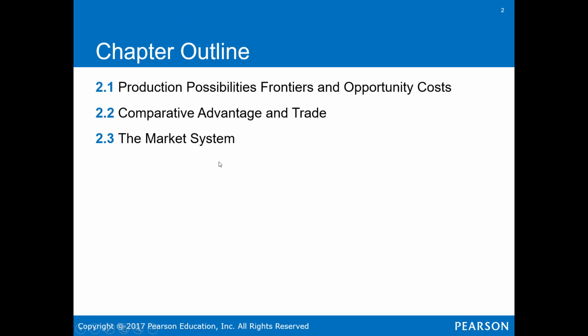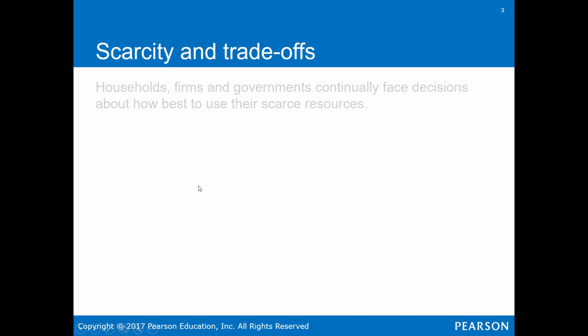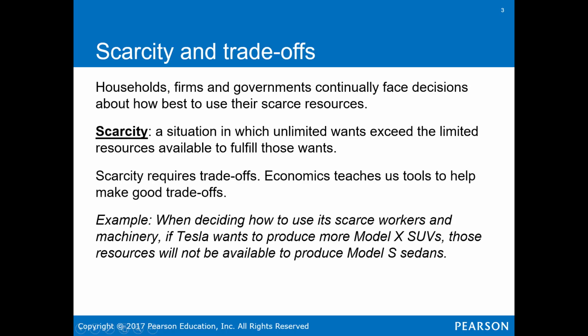This is Chapter 2. We're going to outline the production possibilities frontier and opportunity costs, comparative advantage and trade, and cover the market system. So just a reminder, scarcity and trade-offs. Households and firms and governments continually face decisions on how to best use their scarce resources. Scarcity is a situation in which unlimited wants exceed the limited amount of resources available to fulfill those wants. Sacrifices are required for trade-offs, and economics teaches us tools to help us make good trade-offs.